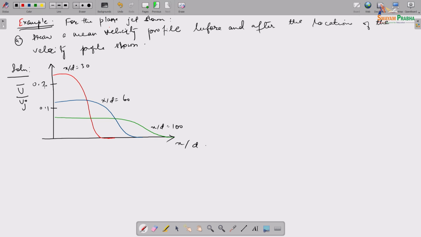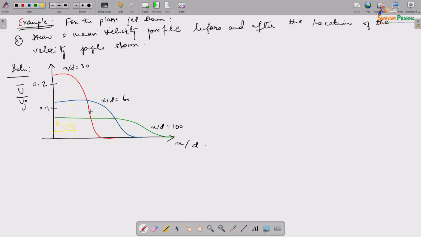Now if I had to draw this, say for the red plot here, this is the total spread. So then if I go from half, this is going to be r half basically. So this distance is going to be r half. So similarly, when I go to x by d equal to 60.